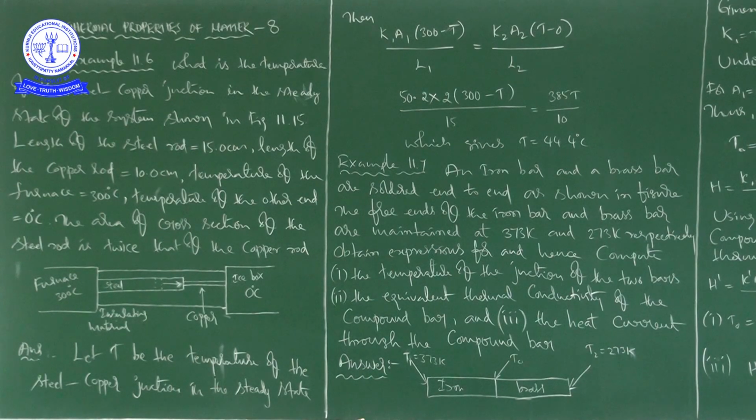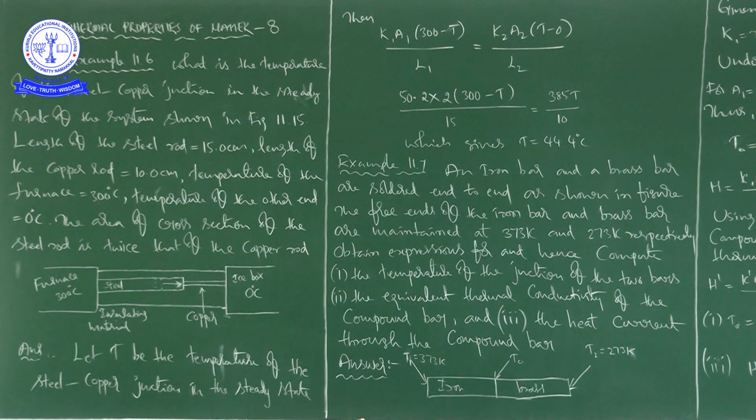www.kurinjischoolnkl.in. In continuation to the last class, in this class we are going to discuss the next example problems, example 11.6 and then example 11.7. Right, first you see example 11.6. What is the temperature of the steel copper junction in the steady state of the system shown in the figure?